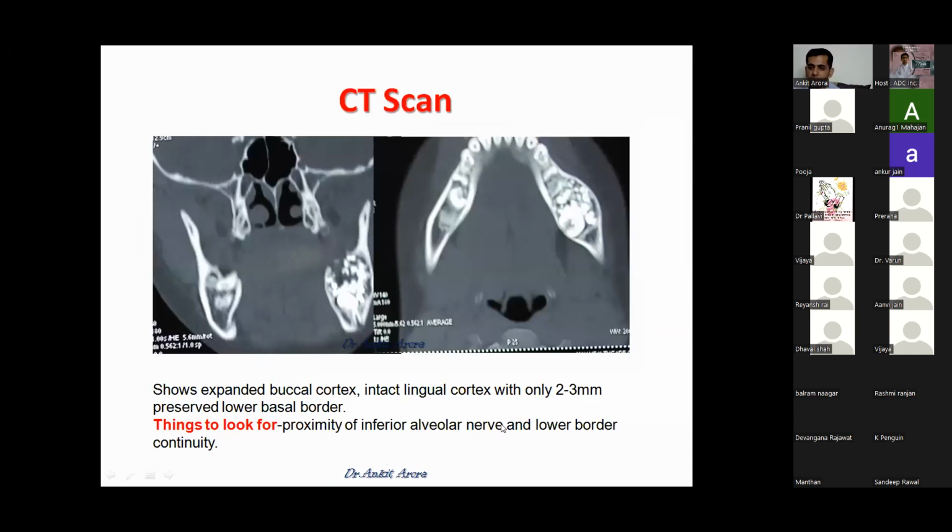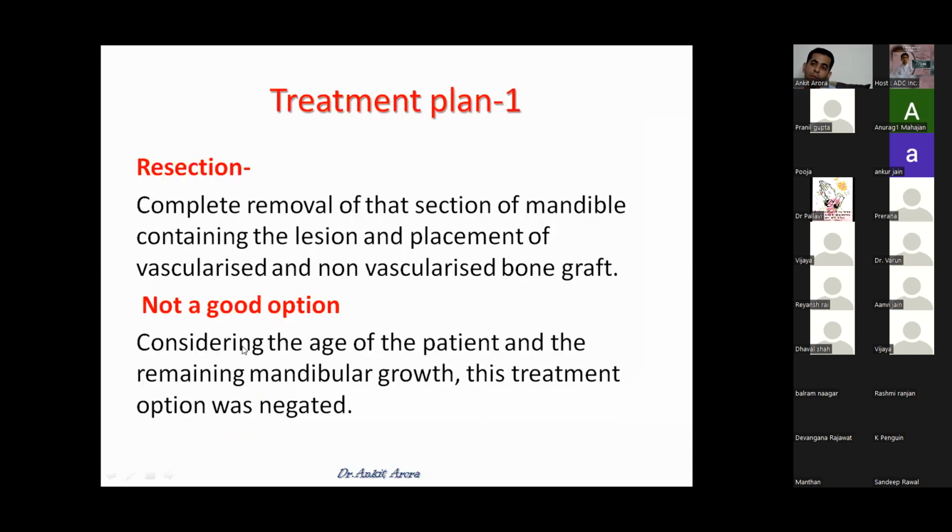So we took a scan, and there we found the expanded buccal plate. Now you can see here the lingual margin, the inferior alveolar nerve, which is there, and the lower border continuity is also there.